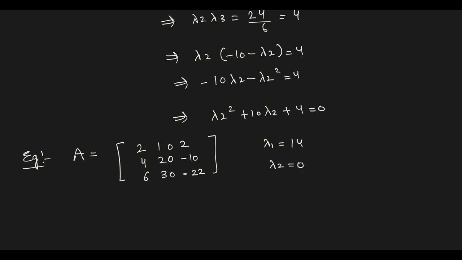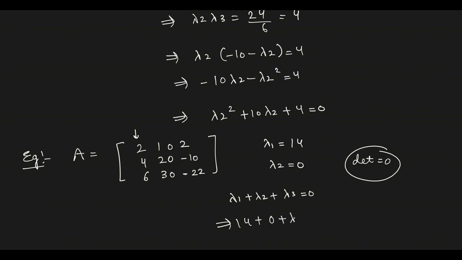Why is the second eigenvalue 0? Determinant is 0. Or you can also say that the second column is a scalar multiple of the first column. If you multiply this by 5, you will get the second column again. So determinant is 0, and the rest can be computed by trace. Trace was 0, so trace is also 0. The third eigenvalue will be minus 14. Yes.